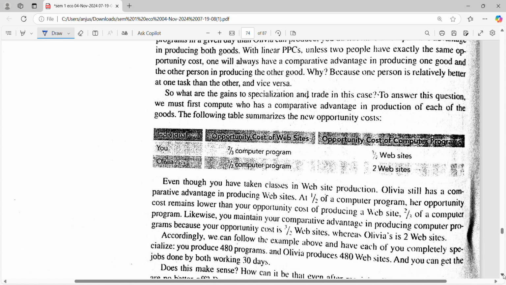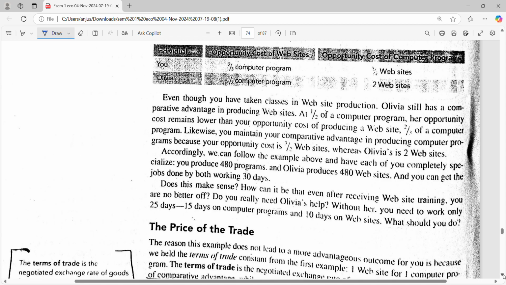Next is price of a trade. Also here, just check the opportunity cost.